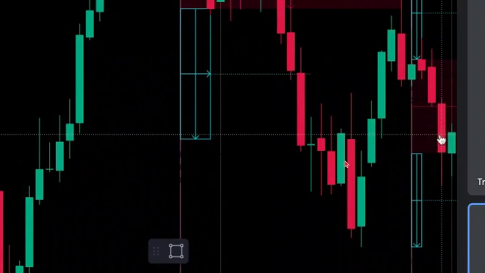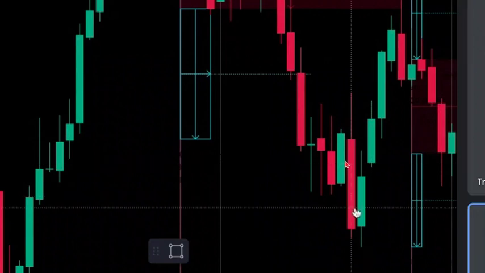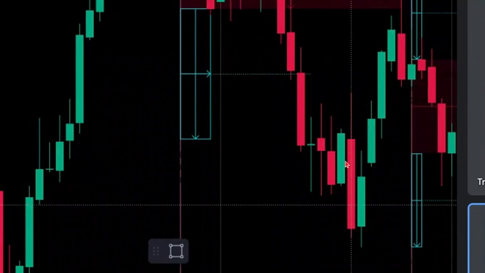Look to the left. You gotta look to the left. Where's the very lowest? The most recent very lowest down close candle. I mean, that'd be like exactly. That's a bullish order block. The bullish order block is the last down close candle.